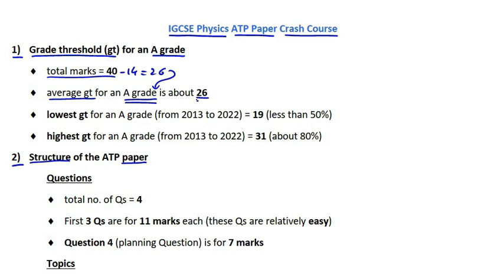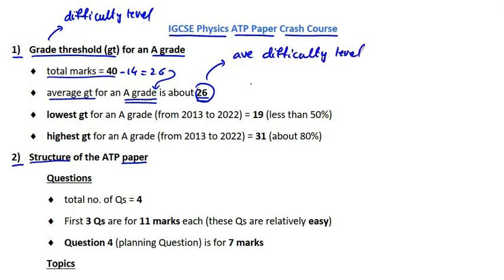because the grade threshold for any grade actually depends on the difficulty level of the paper. So 26 is actually the grade threshold for an A grade in an ATP paper of every difficulty level. However, for a relatively easy paper, the grade threshold for an A grade is usually higher than 26, and similarly, for a relatively difficult paper, the grade threshold for an A grade is usually lower than 26.